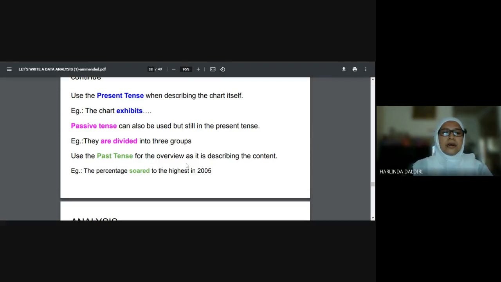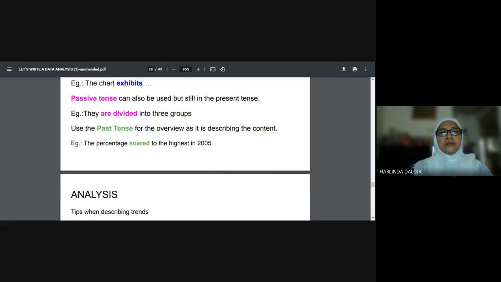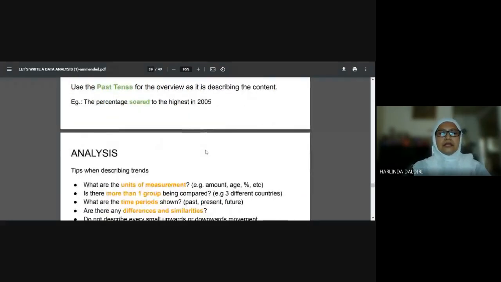Use past tense for the overview as it is describing the content. The percentage soared to the highest in 2005. This one has been covered just now earlier.